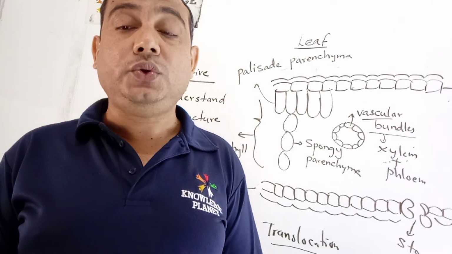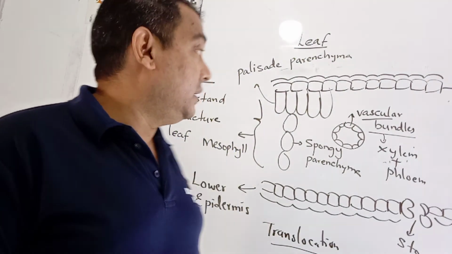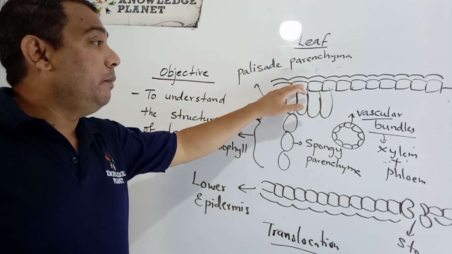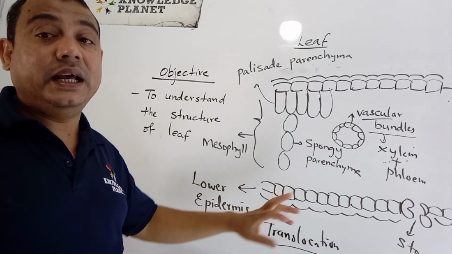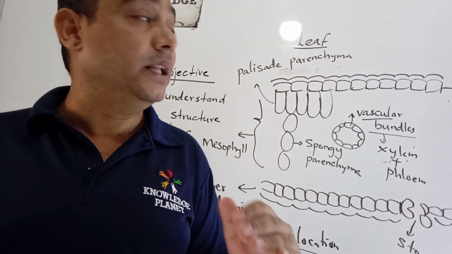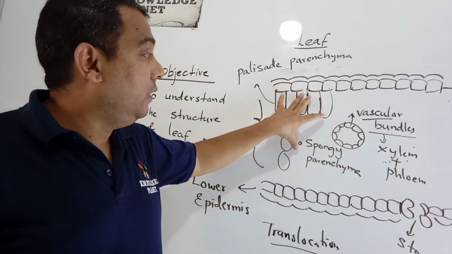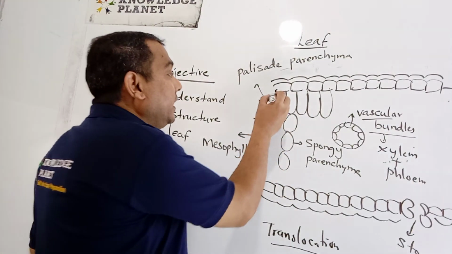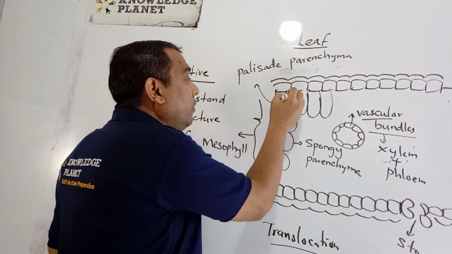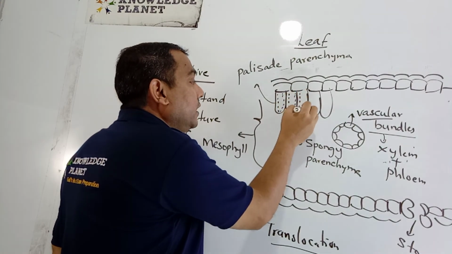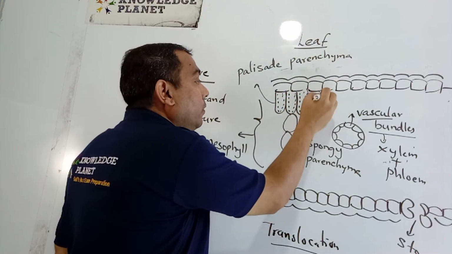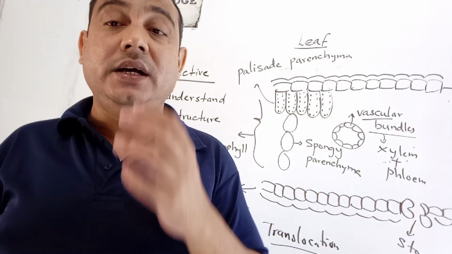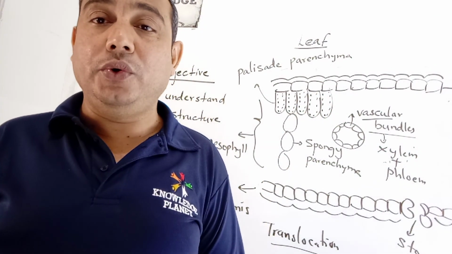Okay students, in this way you have to understand the structure of leaf. Clear? So what are the upper epidermis and lower epidermis doing? They help in protecting the leaf, basically protecting the palisade and spongy parenchyma. And what do they contain? They contain more number of chloroplasts. This chloroplast helps in photosynthesis.